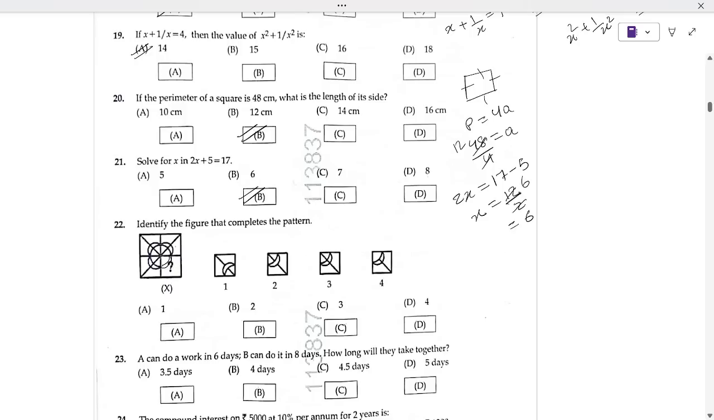Yes. And then we have here and here. That means this side there, there.